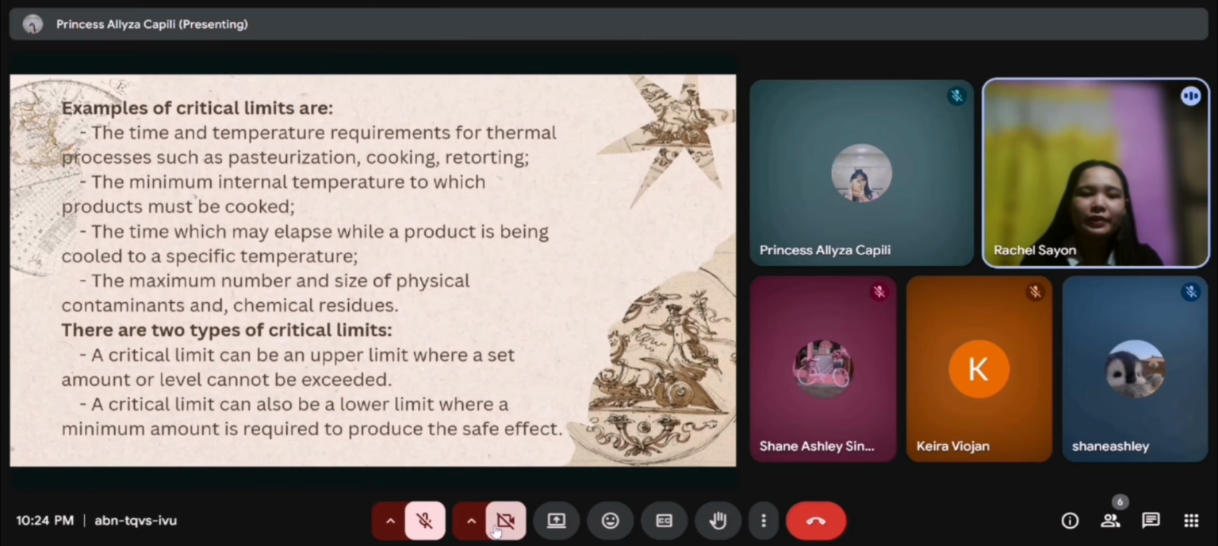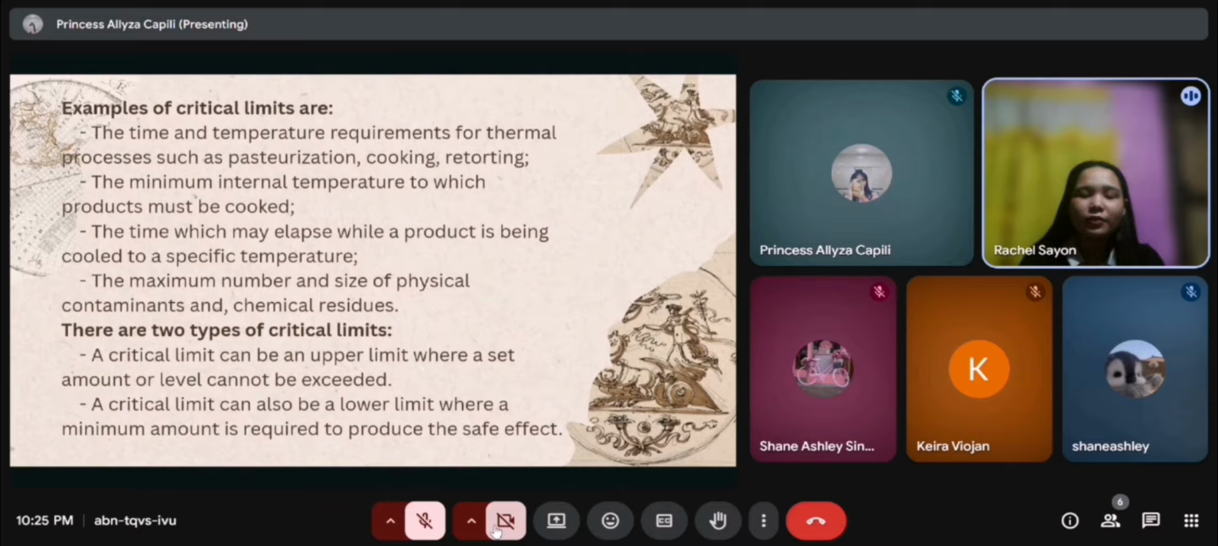Time and temperature are critical limits because harmful microorganisms are destroyed only when food is heated to a specific temperature for a specific time. Minimum internal cooking temperature. This is a lower critical limit. A food must reach at least the minimum internal temperature to kill harmful bacteria present inside the food.